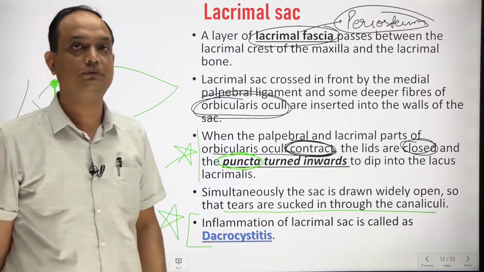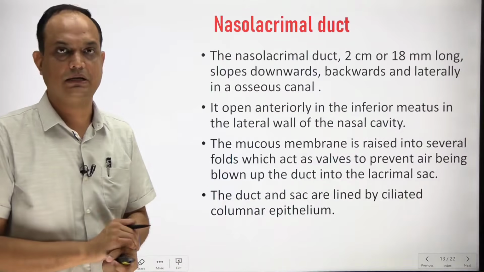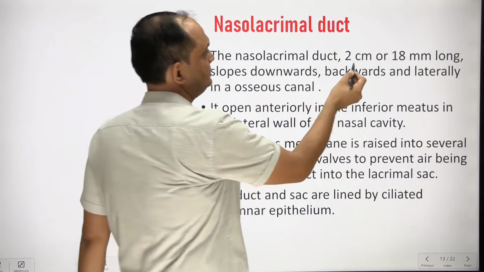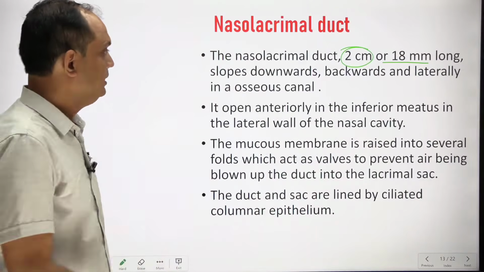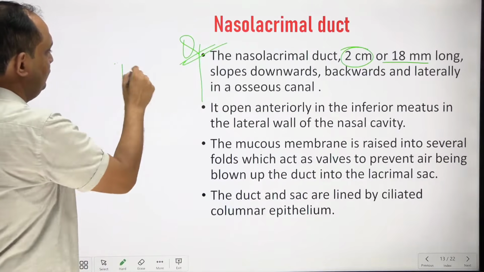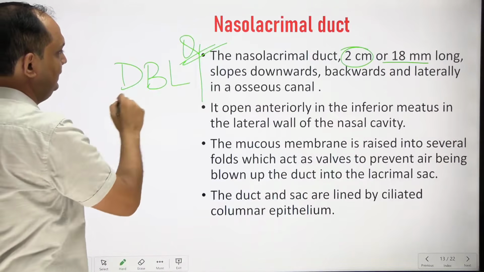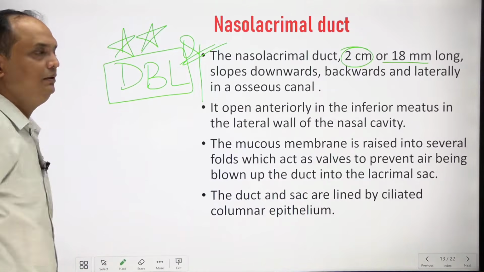This is the question of your viva. Then what is the nasolacrimal duct? Now the nasolacrimal duct is a 2 centimeter or 18 mm long duct. Now the most common question is about its direction. It is downward, backward, laterally. DBL. This is the most favorite question in multiple choice.